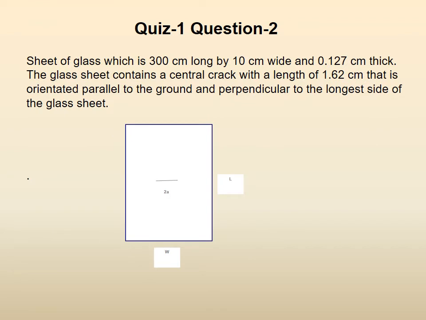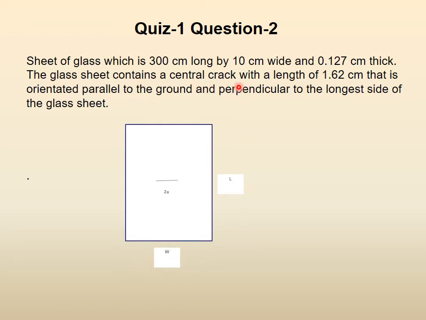So, right, what is the geometry? Make a sketch. The sheet of glass is 300 centimeter by 10 centimeter by 0.12 centimeter thick. So thickness is of course in the thickness direction, length and width, right? So of course I have drawn this, length is length and width is width.